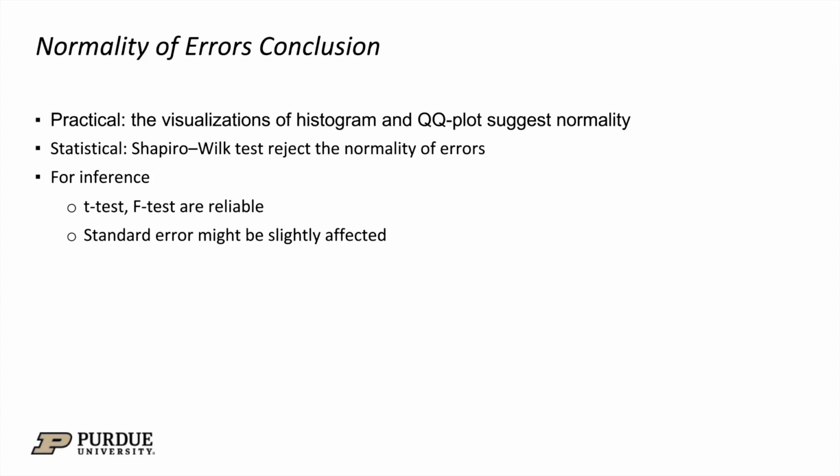Given that the normality assumption is satisfied and the sample size is 300, the t-test and the F-test are reliable for inference. The few extreme observations in the QQ plot may affect standard errors, which could slightly widen the confidence intervals, but this is very unlikely to change any significance conclusion.